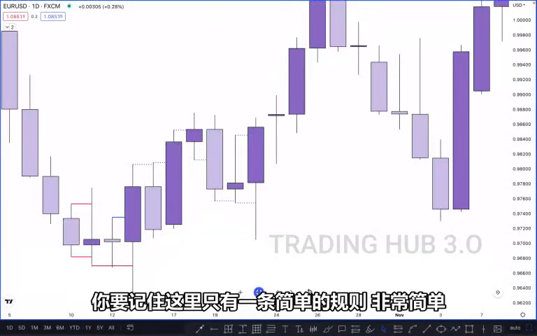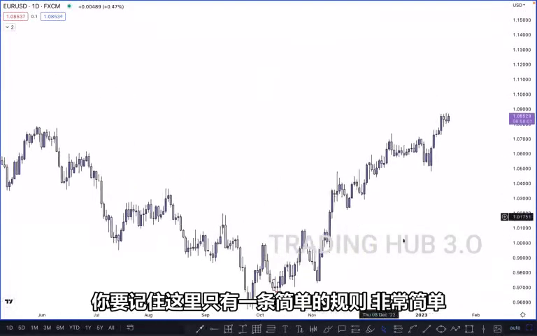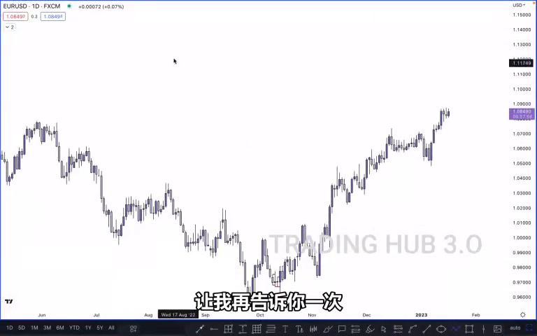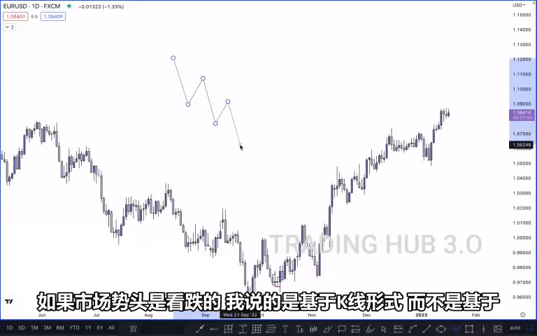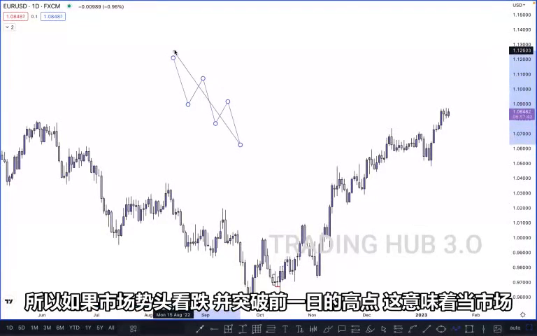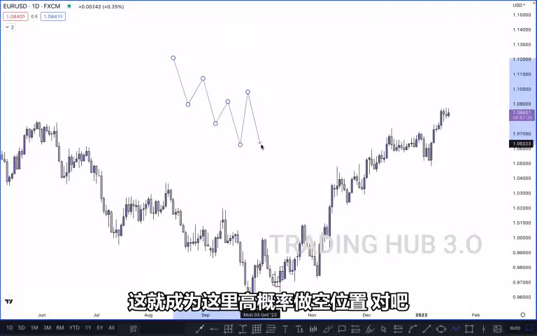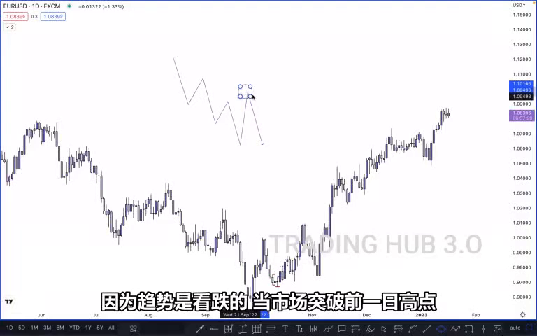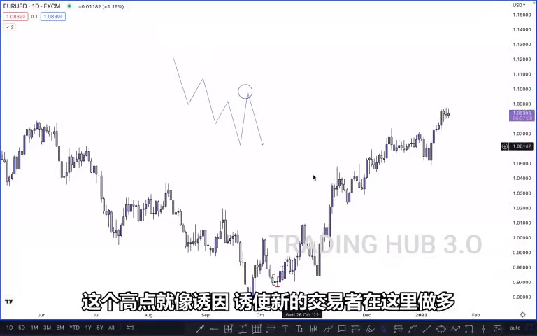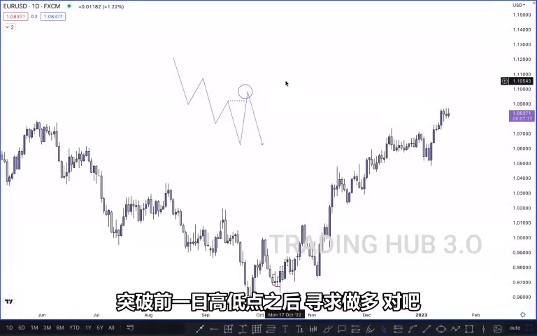You have to remember only one rule, which is very simple. Let me tell you one more time. If market momentum is bearish, and I'm talking about based on the candlestick form, not based on the structure, right? So if market momentum is bearish and takes out the previous day high, meaning the market breaks the previous high, this becomes our high probability setup for the sell, right? Because momentum is bearish, and when the market takes out the previous day high, this high actually acts like an inducement to induce new traders to buy here, who are looking for a buy after the break of the previous day high or low, right?